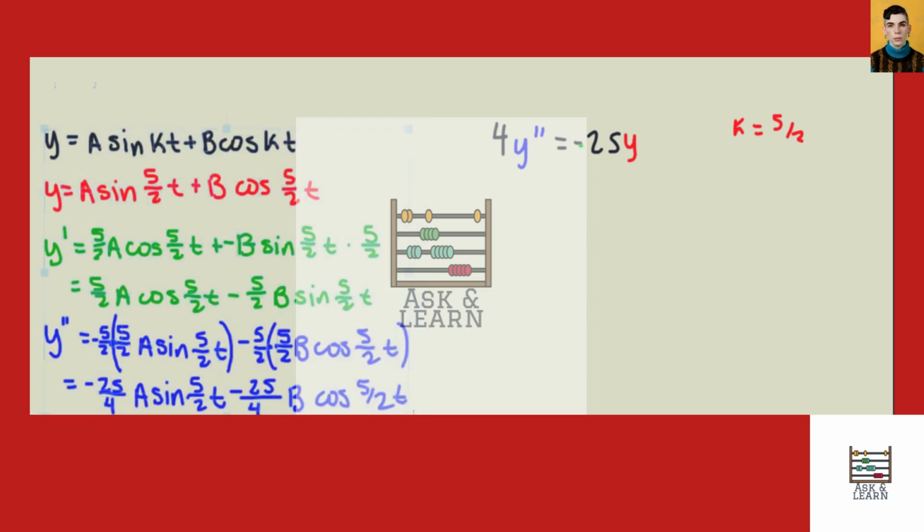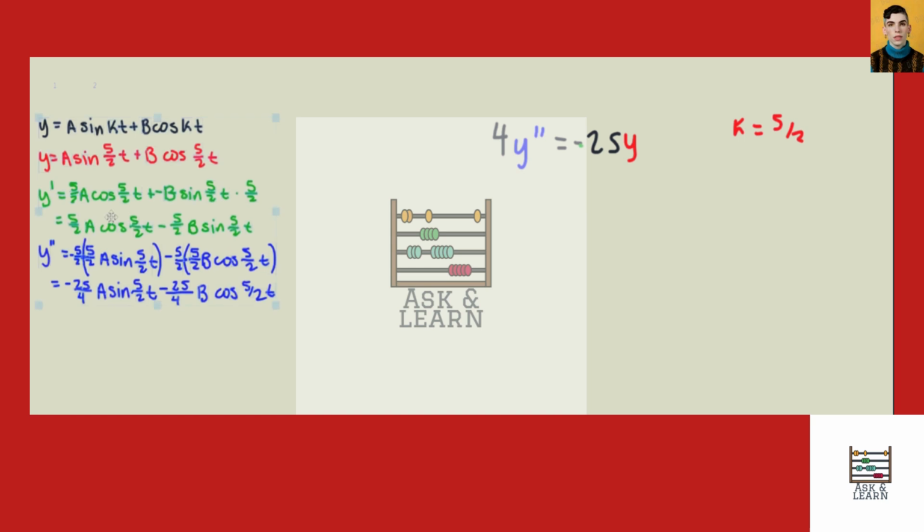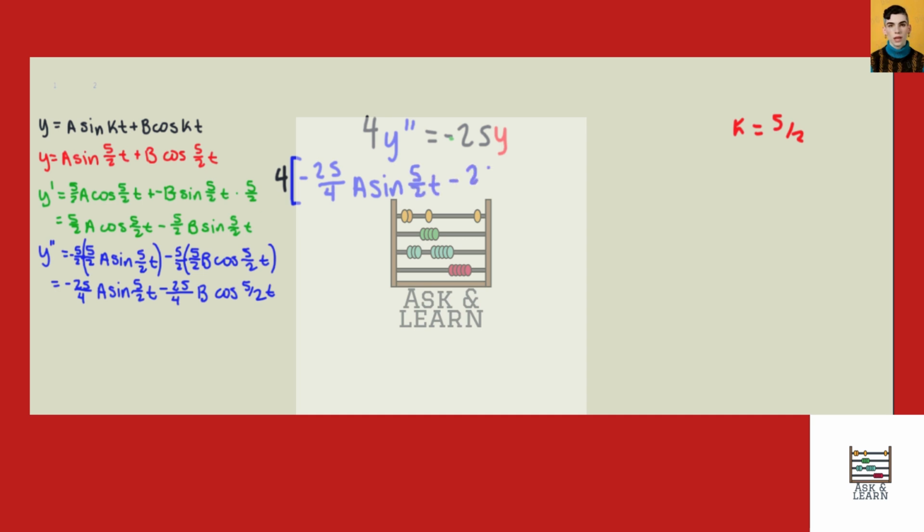So we're going to use these, and we're just going to substitute them in. So we have 4 times our blue, which is our y double prime, and we set that equal to negative 25 times our original y equation. I don't think this all will fit on one line, so hopefully it'll fit.